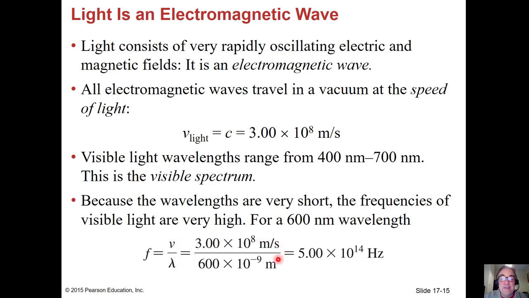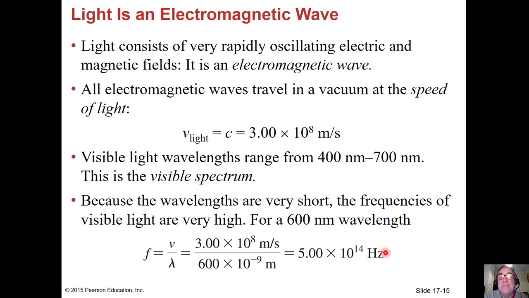So 3 times 10 to the 8th meters per second, that's the speed of light, divided by the wavelength, 600 times 10 to the minus 9th meters, which is a nanometer. So if you had light of this wavelength, this would be the frequency.